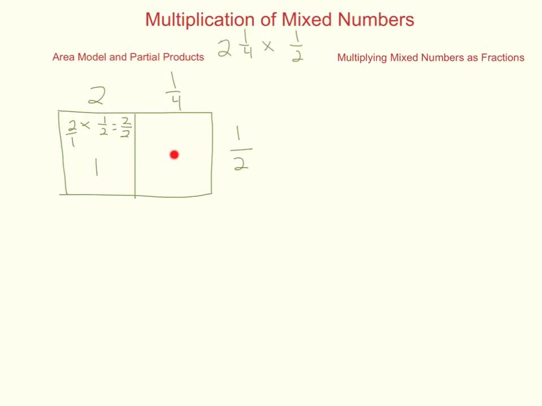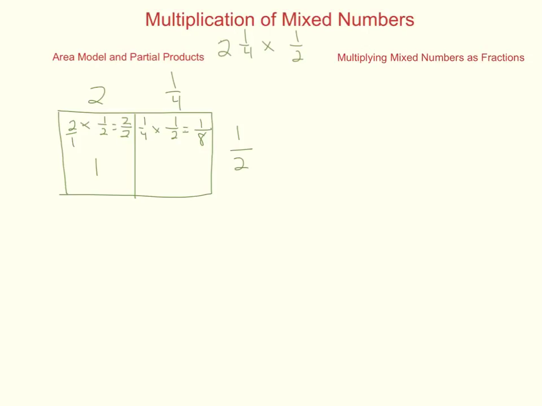Then we go to this box here, and 1/4 and 1/2 meet in this box. So we will do 1/4 times 1/2. And again, we multiply the numerator times the numerator and the denominator times the denominator. So 1 times 1 is 1. 4 times 2 is 8. So 1/4 times 1/2 equals 1/8.